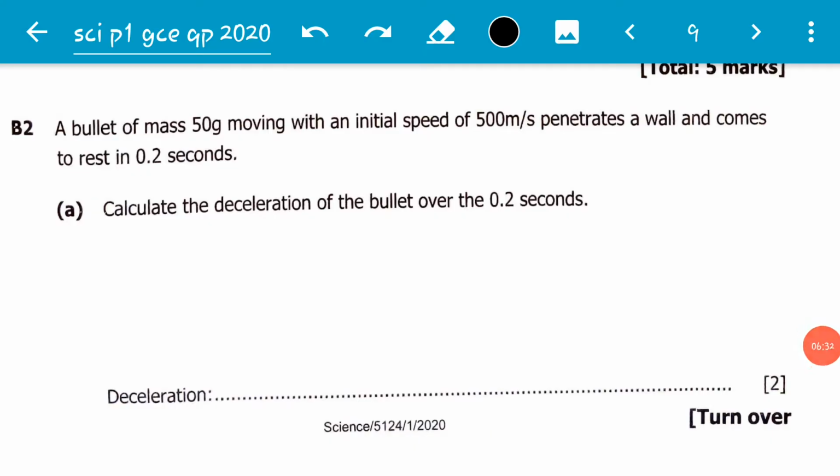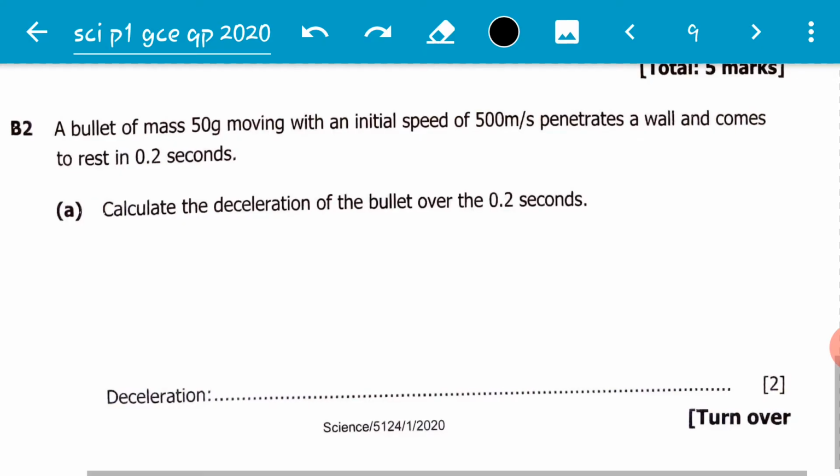We now turn our attention to question B2. Question B2 reads, a bullet of mass 50 grams moving with an initial speed of 500 meters per second penetrates a wall and comes to rest in 0.2 seconds.